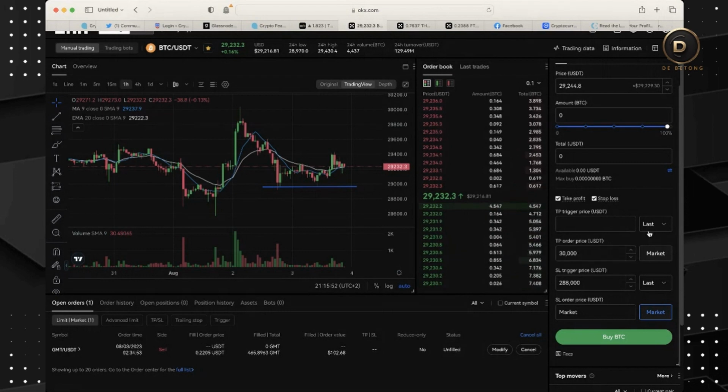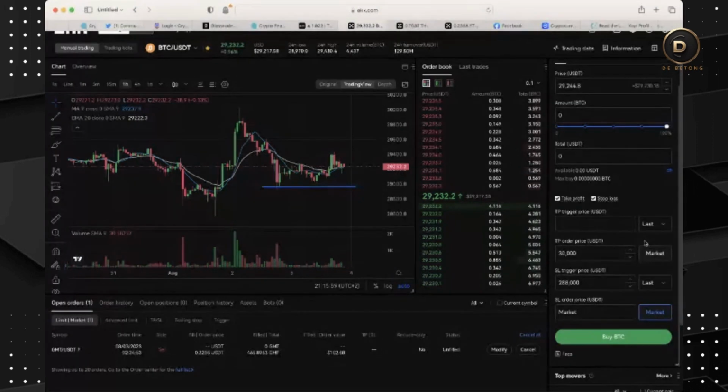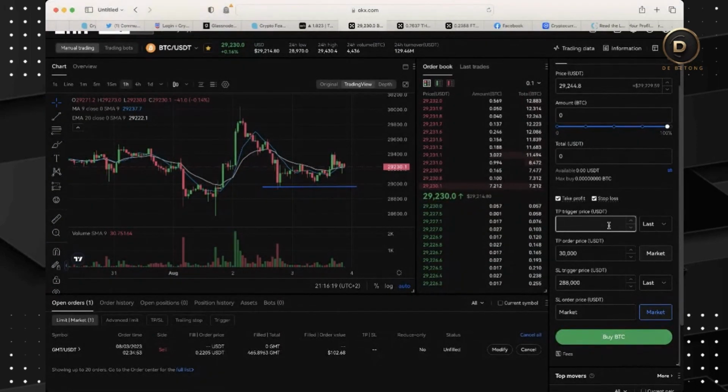Now, last price. When you see last price here, it means if the price is going against you, like there's so much going on in the market, so many people buying and selling, and the price is moving so fast, you can say, okay, if the price doesn't get to where you want it to be, the last price should be a certain price point that you want for the system to sell your Bitcoin or take out profit, right? So you can put a limit order.